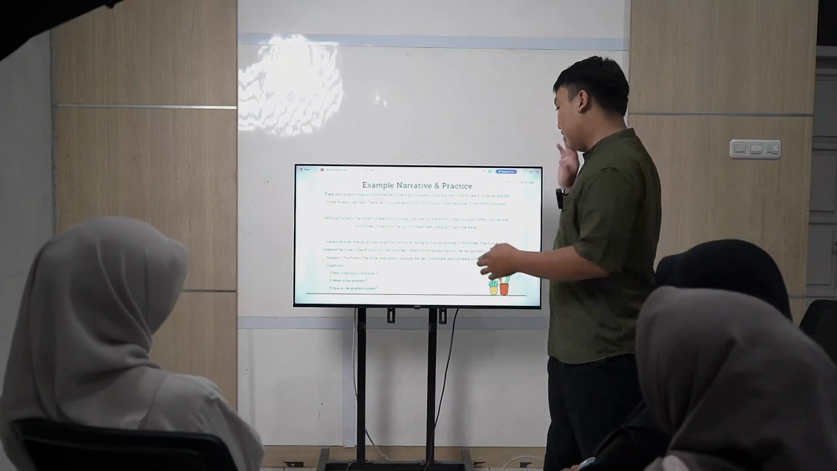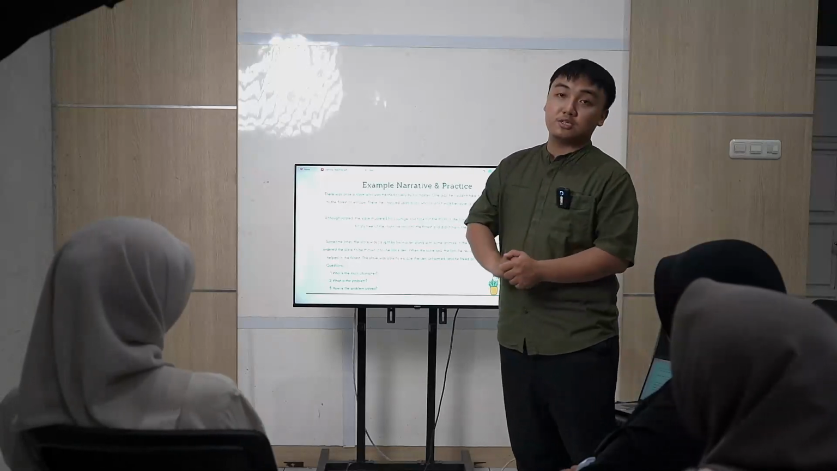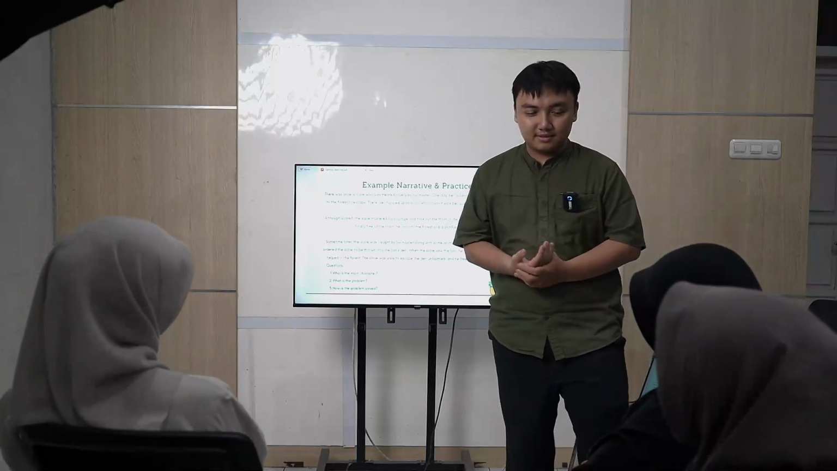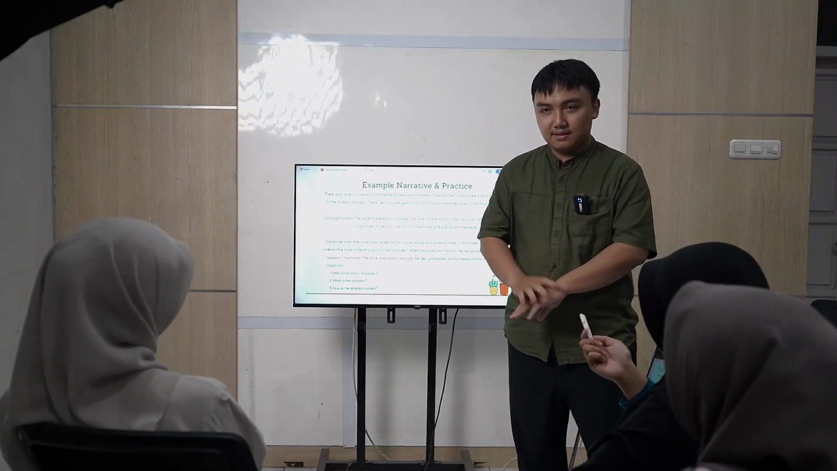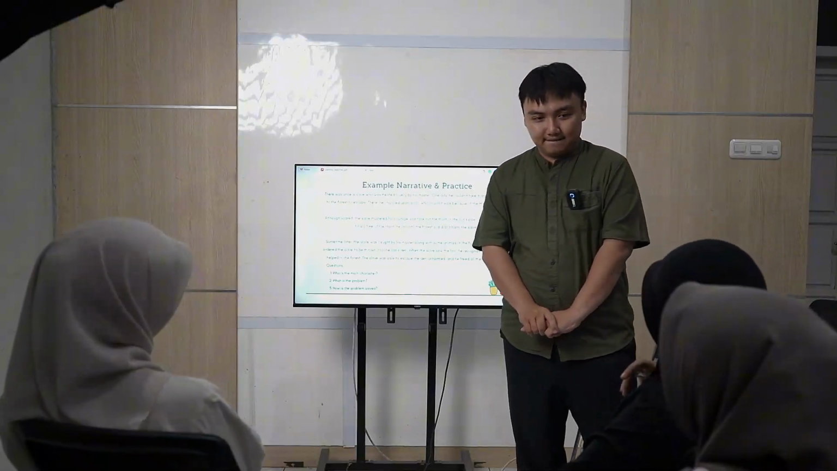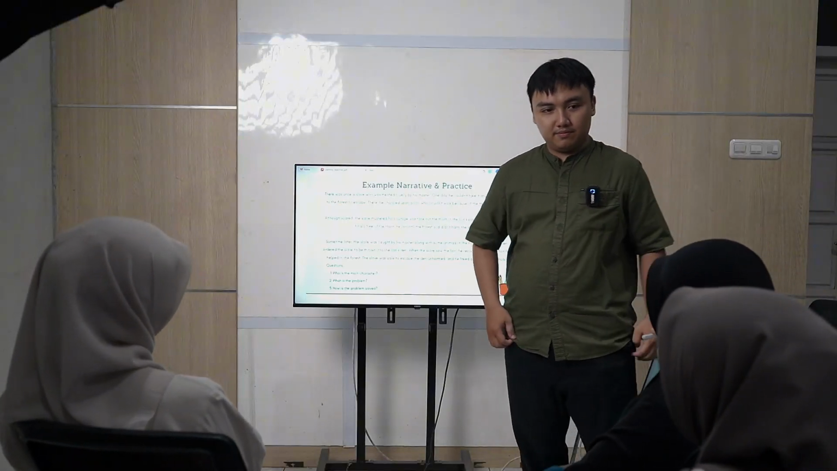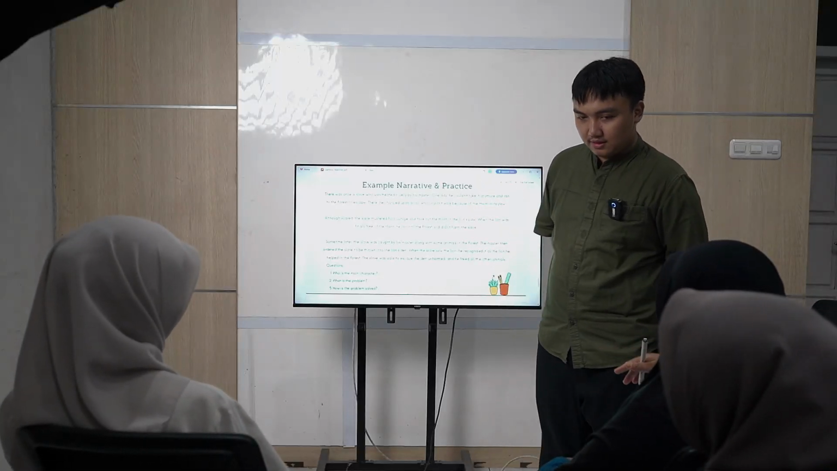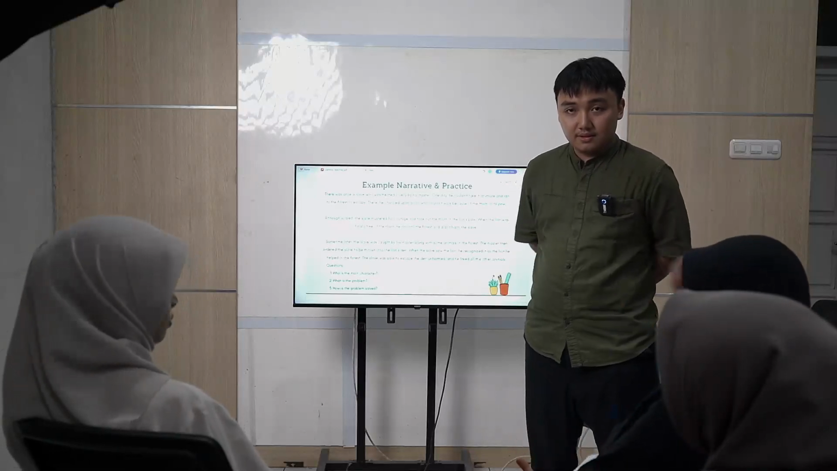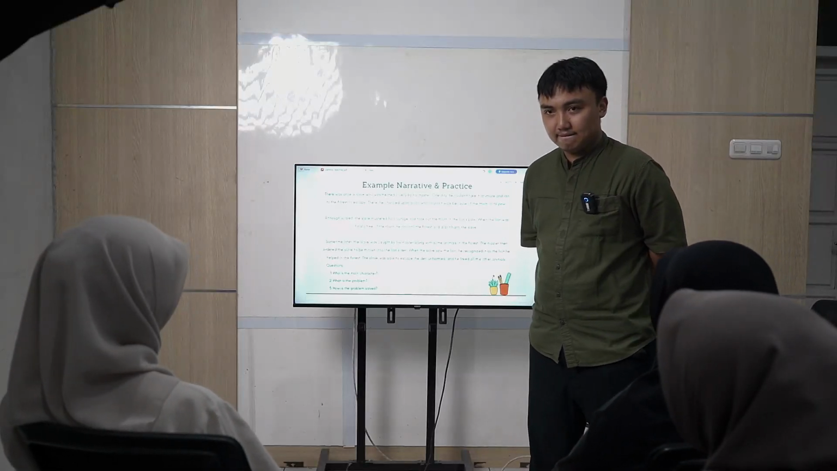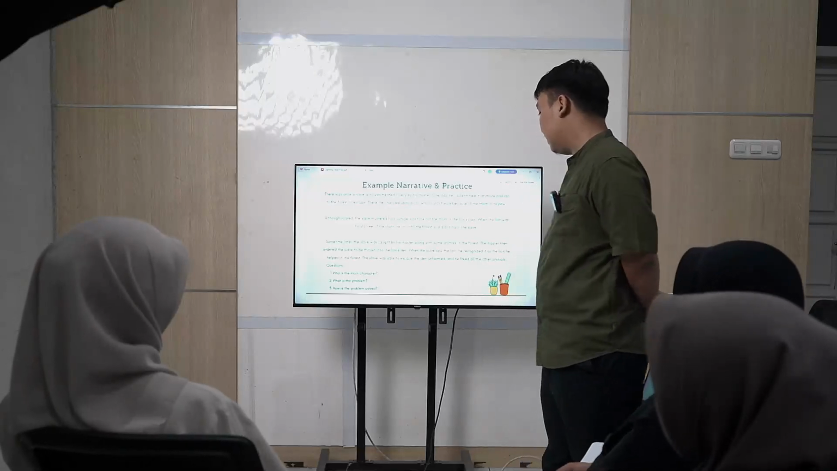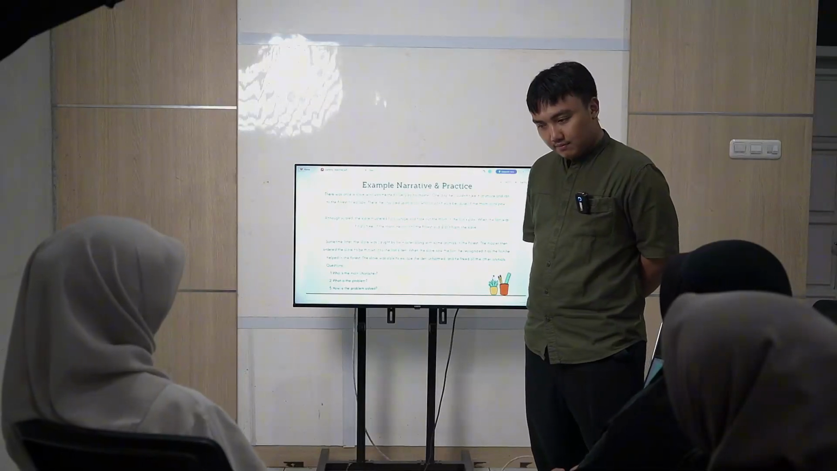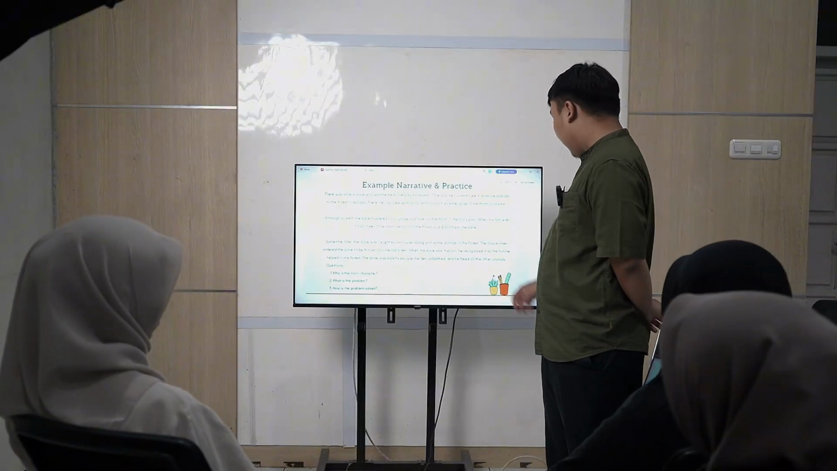Okay, next, question number 3. How is the problem solved? When the slave saw the lion, he tried to help the lion take out the thorn, and the slave was able to escape unharmed. Okay, that's very good.